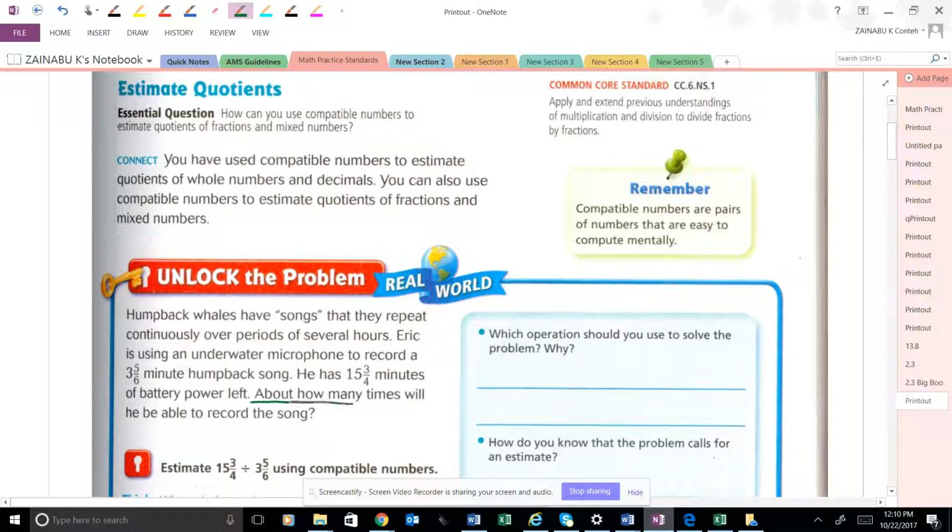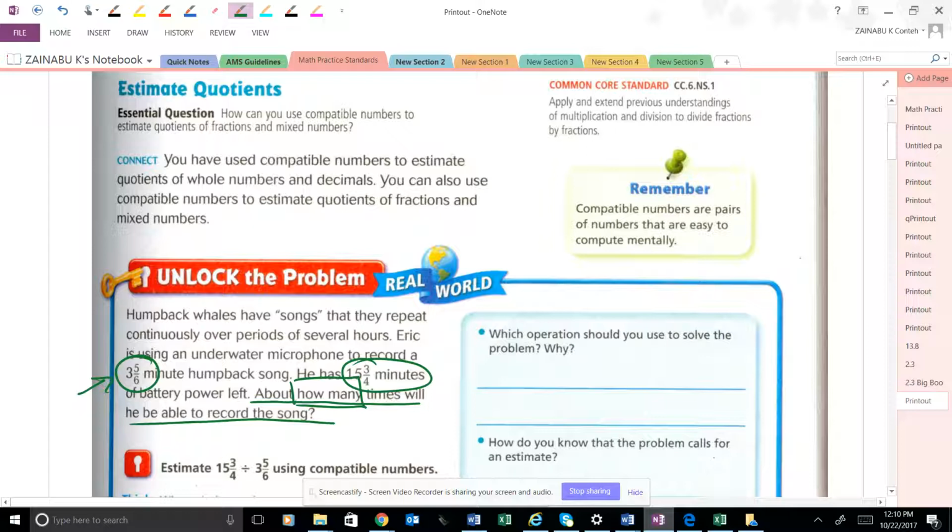Well, the question asks us about how many times will he be able to record the song. We know from CUBES we're underlining what the question's asking us. The important facts are that he has 15 and 3/4 minutes of battery power left. That song also happens to be 3 and 5/6 minutes. And we want to know about how many times he will be able to record the song, given that this is the time of the song and this is the total amount of time he has left.